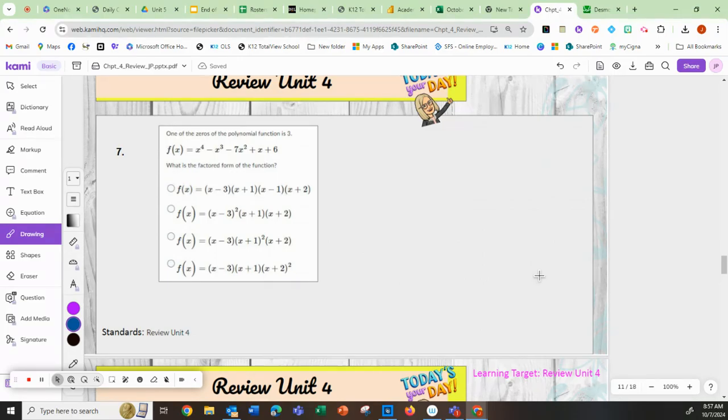Number 7, one of the zeros of the polynomial is 3. Sometimes I forget that the problem gives me a 0. So we're going to start by taking 3 and do synthetic division. We have to use synthetic division at least once here.